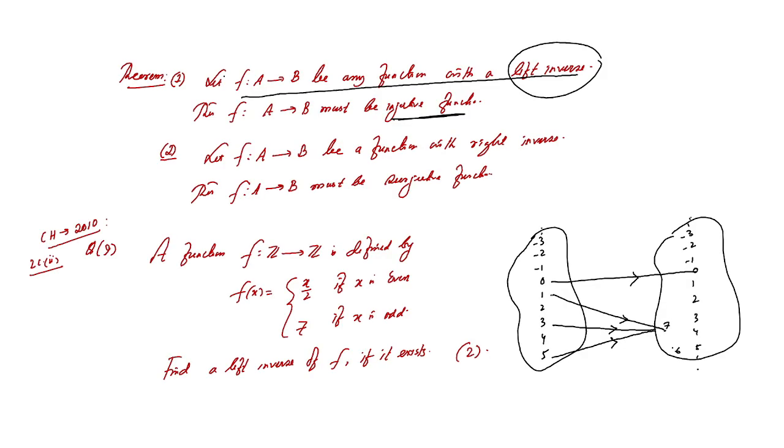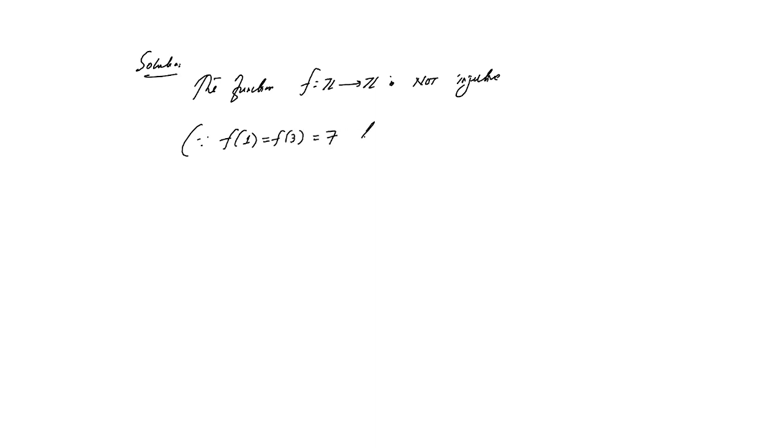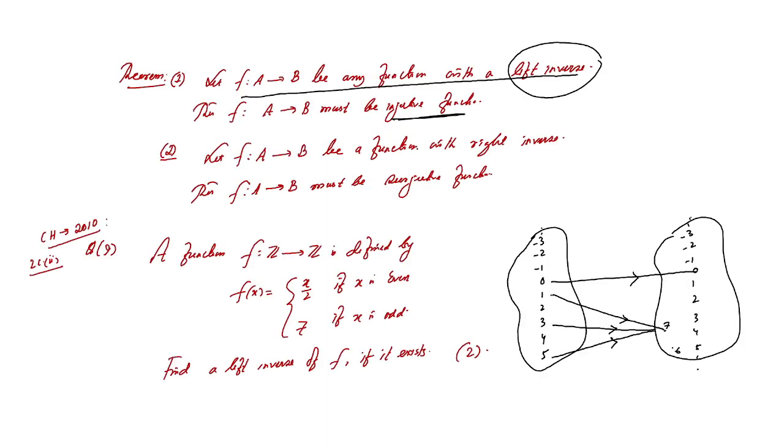Okay. So the simple logic is our solution: the function f from Z to Z is not one-one, not injective. Why? Because f of 1 equals f of 3 equals 7, but 1 is not equal to 3, by the definition of the map, because 1 and 3 are odd numbers.